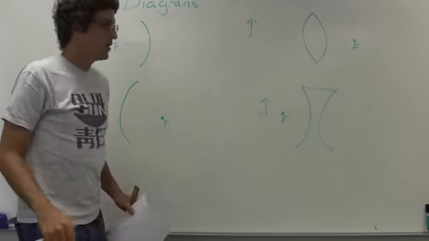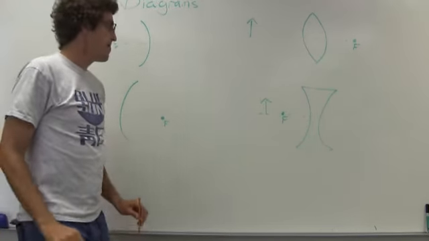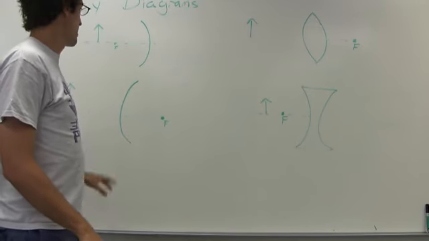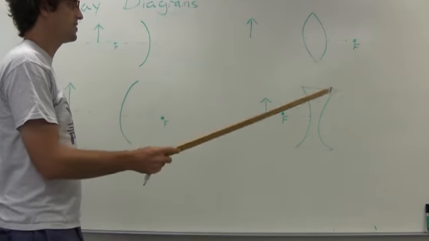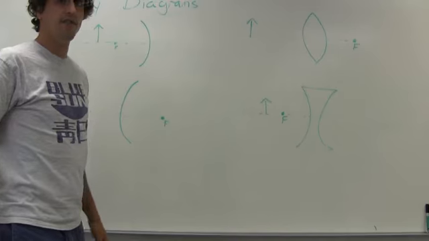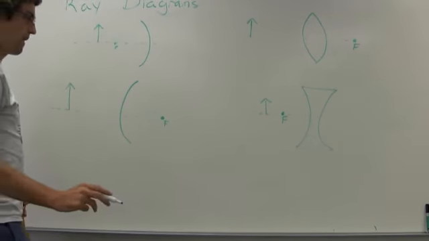Alright, we're going to draw some ray diagrams here. Words are hard. So we've got four different mirror and lens types: the concave mirror, the convex mirror, the convex lens or converging lens, and the concave or diverging lens. Alright, so let's start out with the rules.